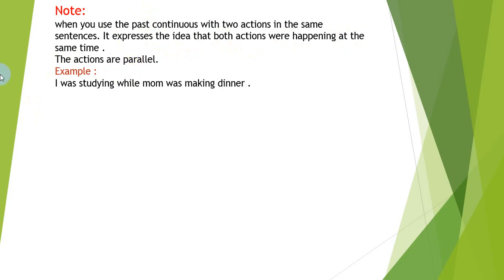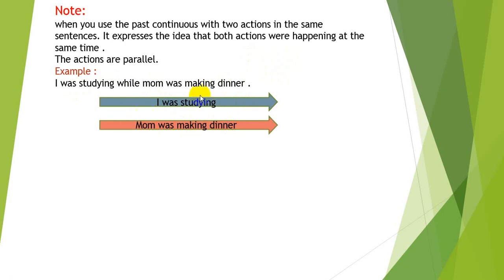Like when I say, I was studying while mom was making dinner. I was studying in my room. She was making dinner in the kitchen. None of us has interrupted the other. Let's check here. It's going to be like this. I was studying. Mom was making dinner. See? They are parallel. None of them has interrupted the other.